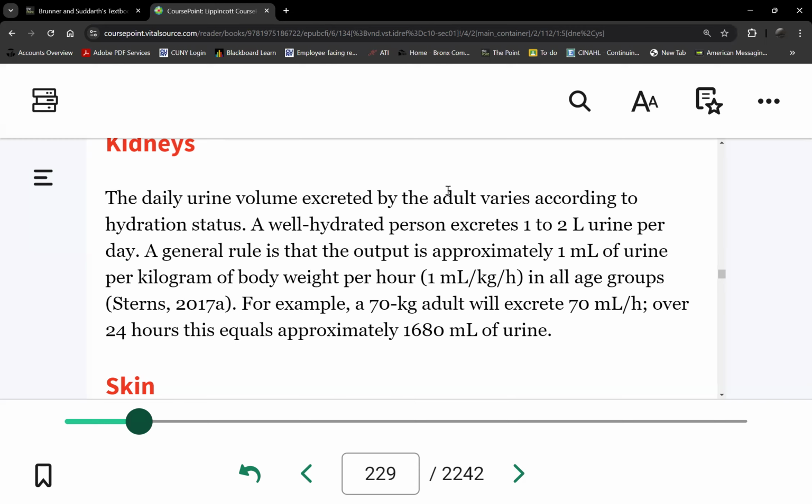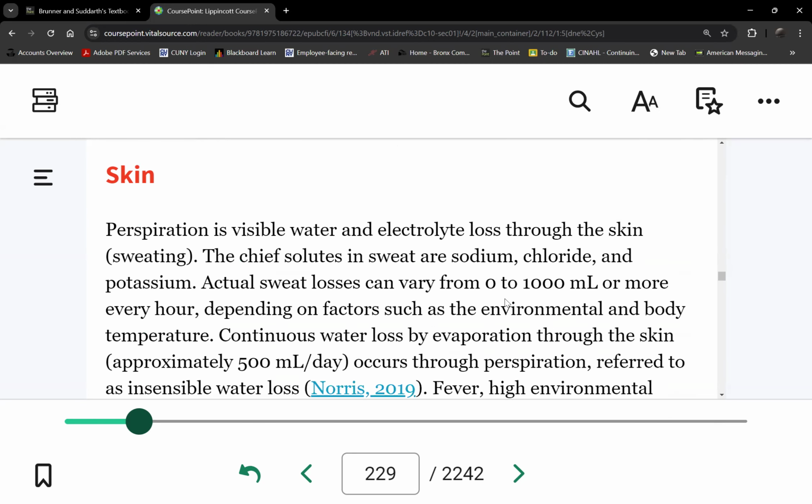So therefore, from day to day, when there is a loss or gain of 1 pound, that's approximately 500 ml of water. Whereas if you have 1 kilogram lost or gained is equal to 1 liter of water. You got that? Yes. Okay.